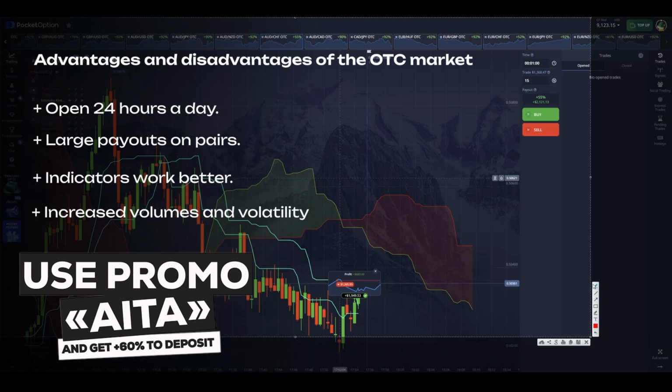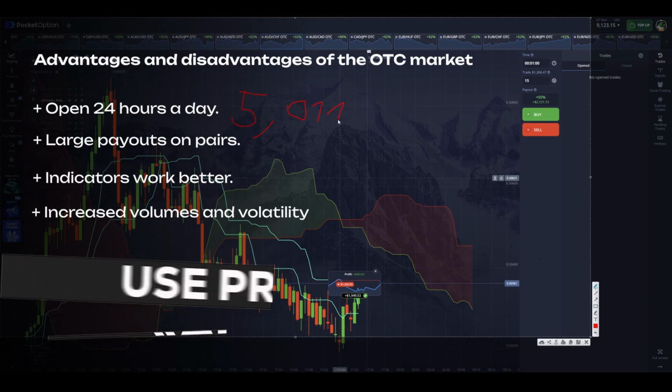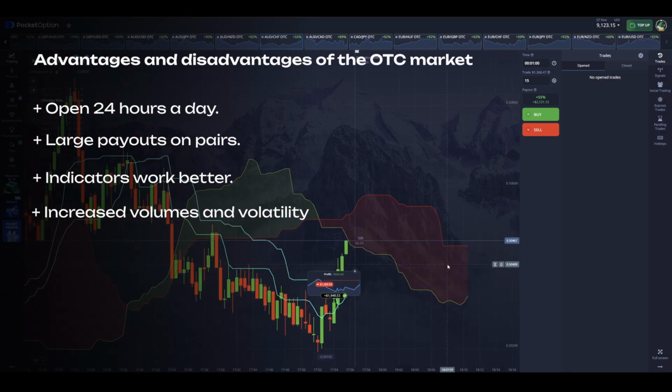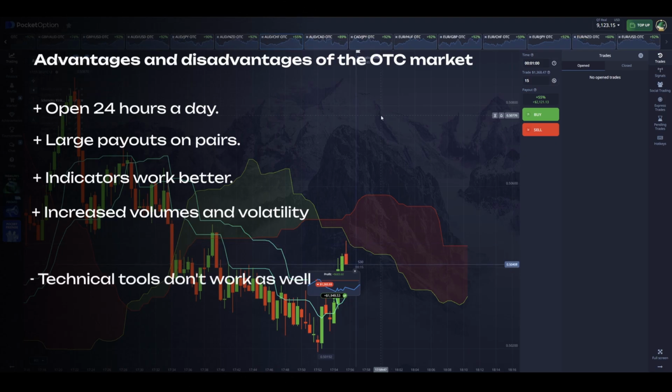Let me explain what that means. If on the regular market we buy, for example, an asset at 5.011, here we see that another digit is added, so there's an additional division down to the 10,000ths place. This is exactly what allows us to work in a very, very safe way, and to open trades on larger movements.